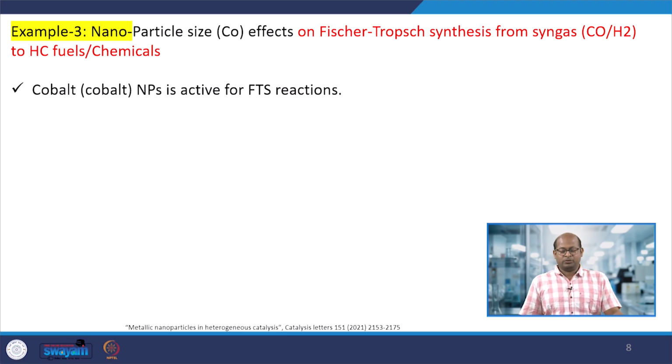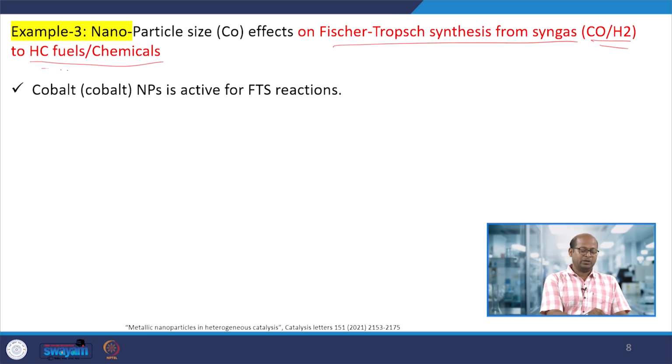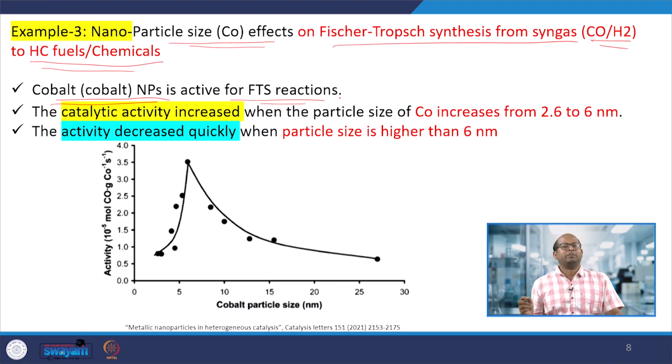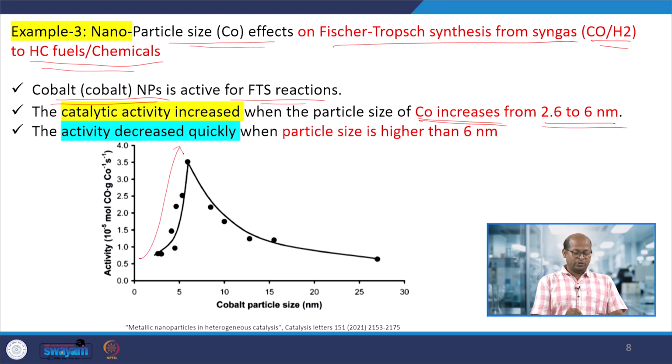Another example we will discuss is Fischer-Tropsch synthesis, where the reactant is syngas, which is converted into hydrocarbon fuels. Here also particle size matters; a cobalt catalyst can be used for this reaction. If you are able to prepare cobalt nanoparticles, that is very effective, and the particle size of the cobalt is also very crucial. It has been observed that as the cobalt particle size goes from 2.6 nanometers to 6 nanometers, the catalytic activity gradually increases.